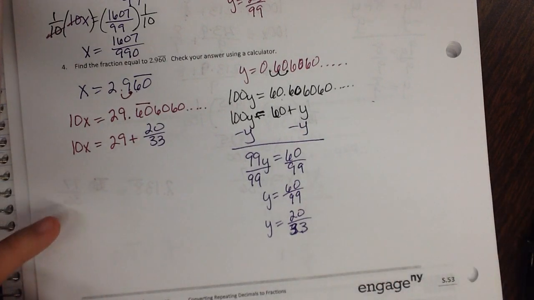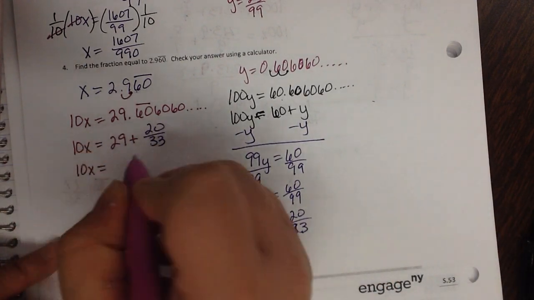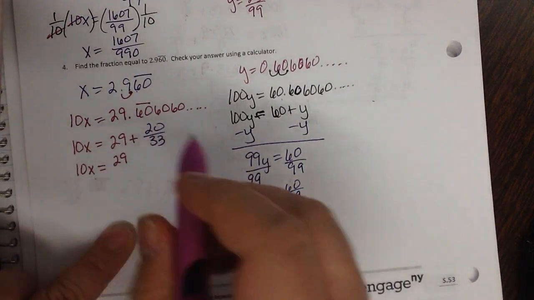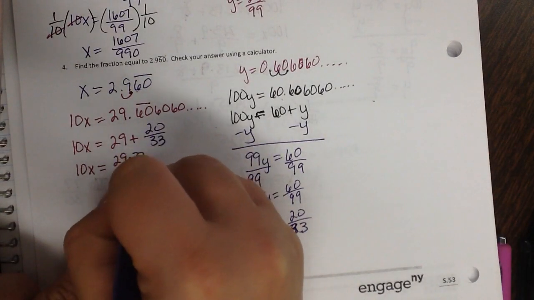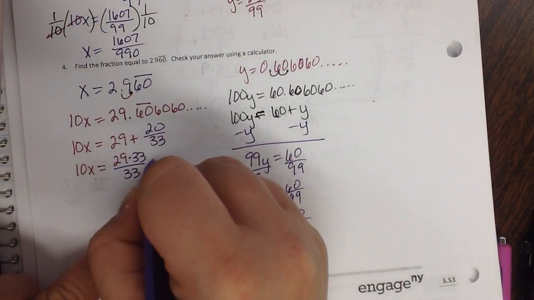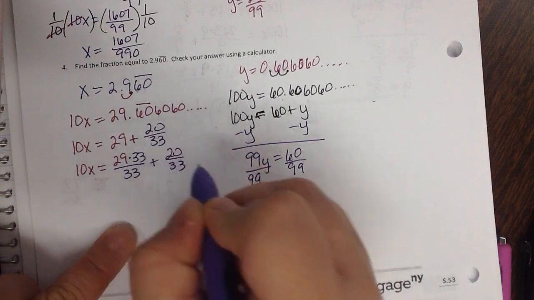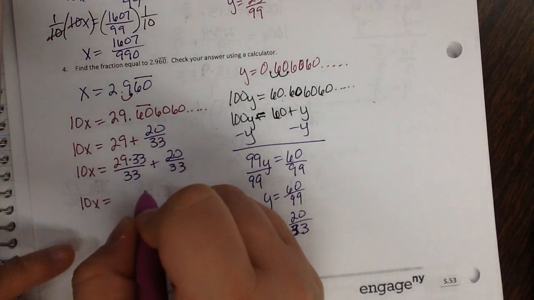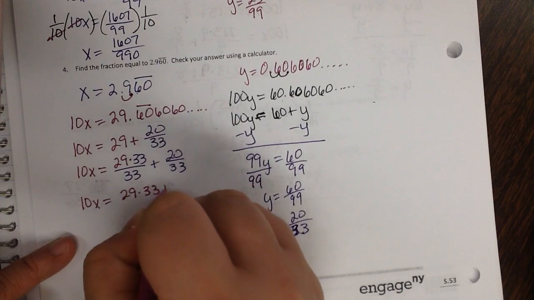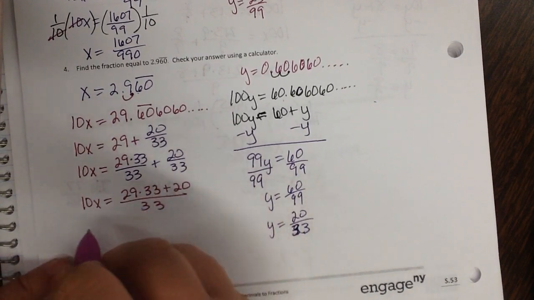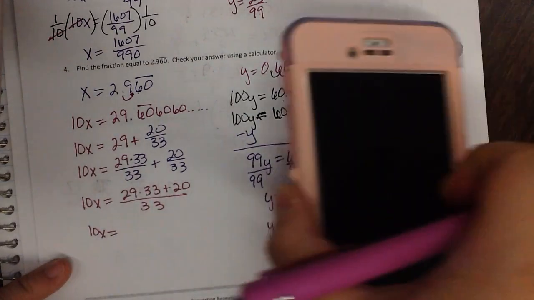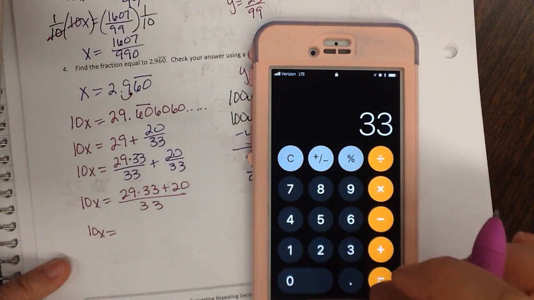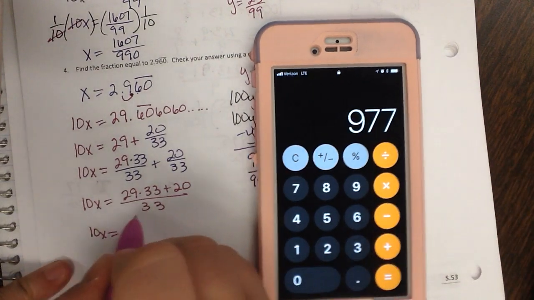Okay? So I want this to be 10x equals, and I got to get the same denominator, so I need 29 times 33 to give me a denominator of 33, plus 20 over 33. So 10x equals 29 times 33 plus 20 all over 33. So 10x equals 29 times 33 plus 20, 977 over 33.